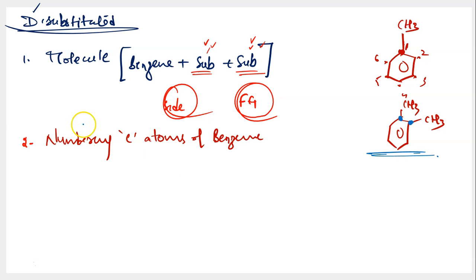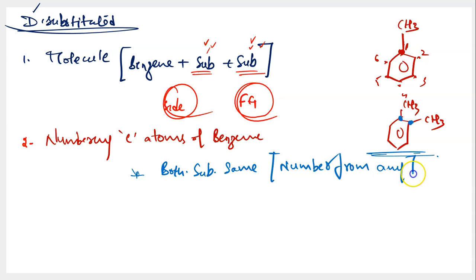In order to number disubstituted benzenes, there are a few points that you need to remember. Point number 1: when you're numbering disubstituted benzenes, there are two possibilities. Possibility number 1, both the substituents can be the same. If both of them are the same, you can start numbering from anywhere. It does not matter. Number from any of the substituents that you have.